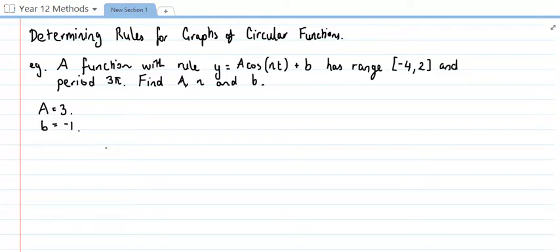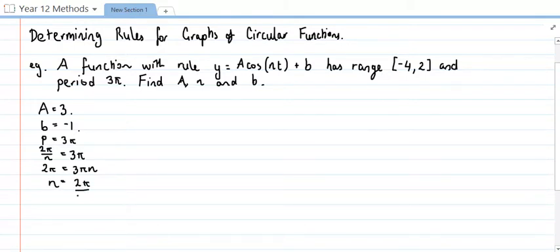The last one, the one that actually requires some working out, is the period. And we know the period is 3 pi. So I'm going to write p equals 3 pi, and I'm going to replace that p with 2 pi on n. So I'll multiply by n on both sides, 2 pi equals 3 pi n, and then divide by 3 pi on both sides, so n equals 2 pi over 3 pi, which the pi's will cancel out, just leaving 2/3.